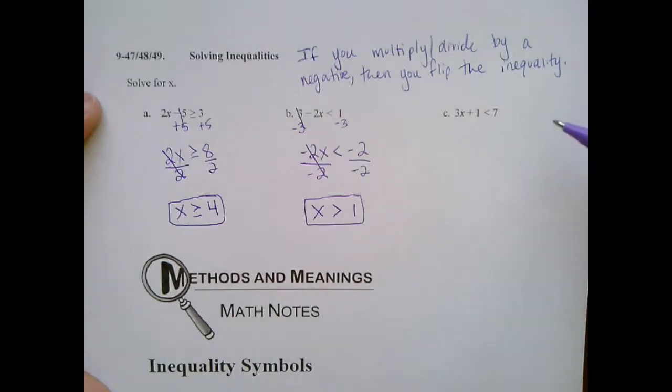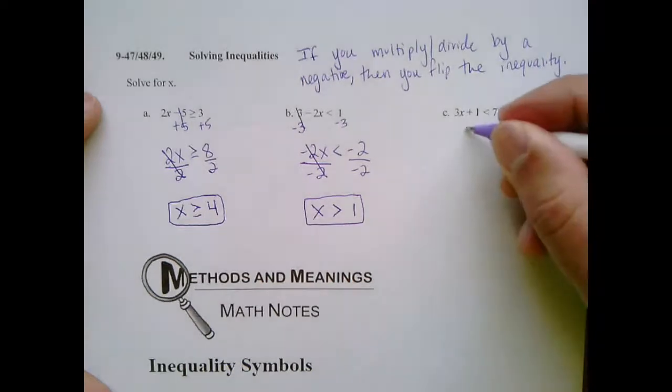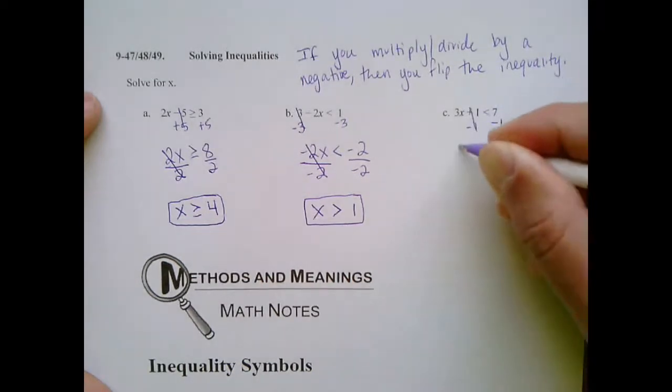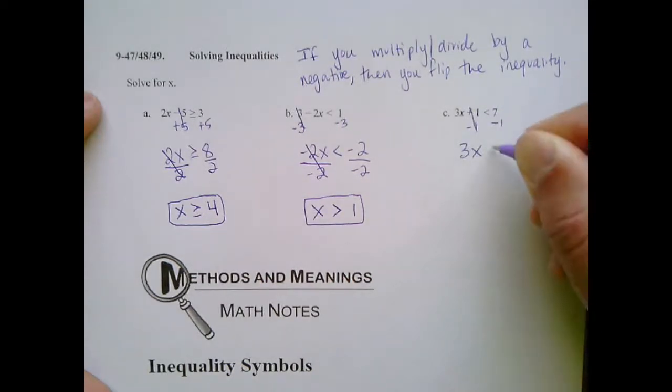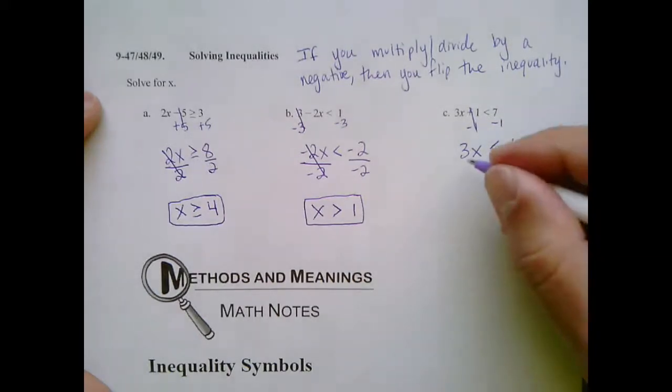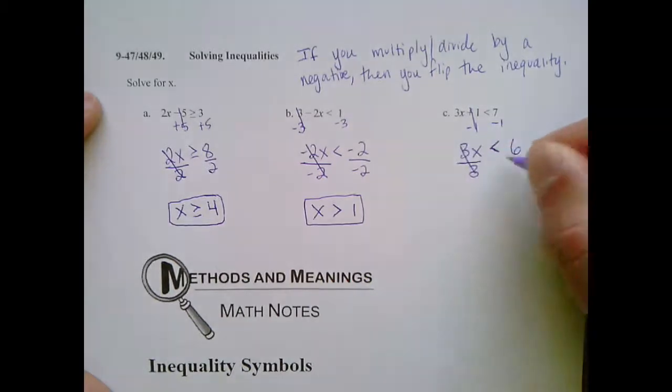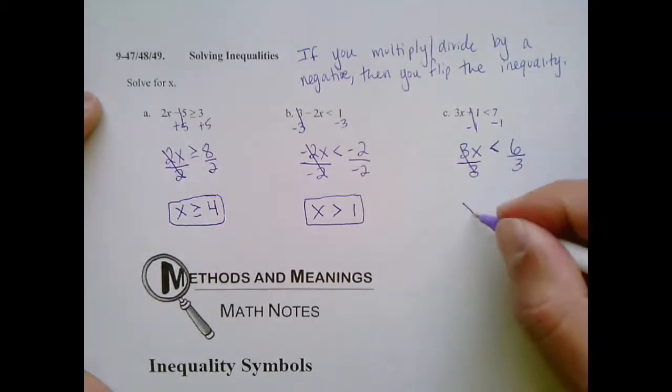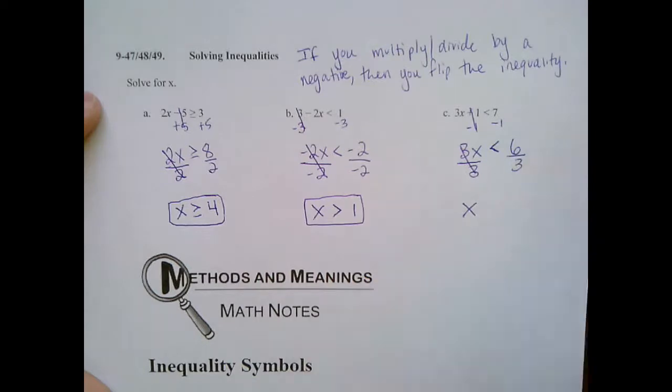All right, guys, how about 3X plus 1 is less than 7? Well, I see a +1, so I can subtract 1 to get rid of it. That means that 3X, how would you read it, is less than 7 minus 1, which is 6. I see 3 next to X, which is a multiplication, so let's use division to get rid of it. So now I have X, I divided by 3, so I don't need to flip the sign.